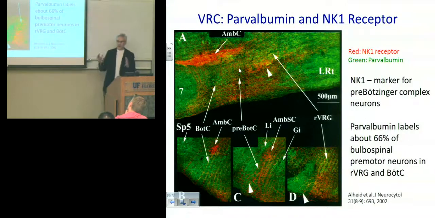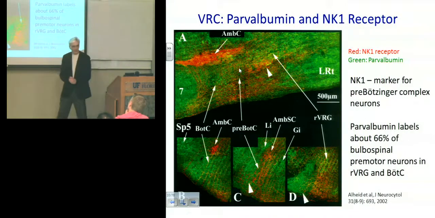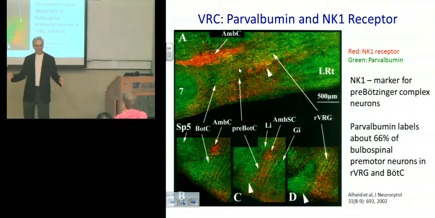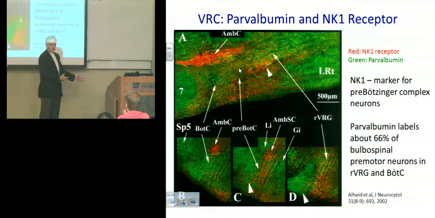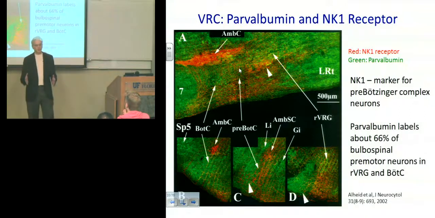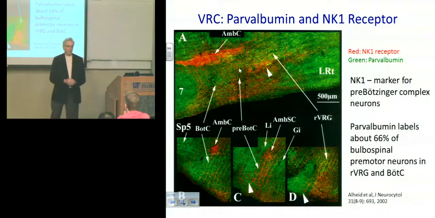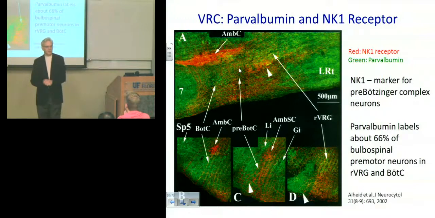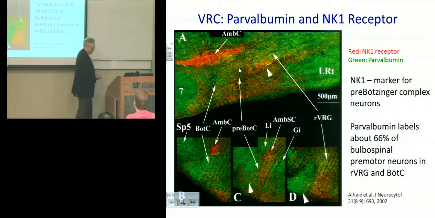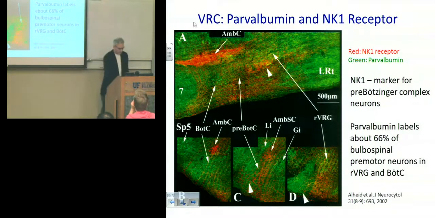But you can see there's not a really bright NK1 receptor line here, followed by absence of NK1 receptors as you move rostral and caudal. It's a much more subtle effect. Parvalbumin here, the green, is actually used to mark bulbospinal neurons. So 2/3 of the respiratory premotor neurons contain parvalbumin. That's how we were able to identify the rostral VRG and the caudal VRG.